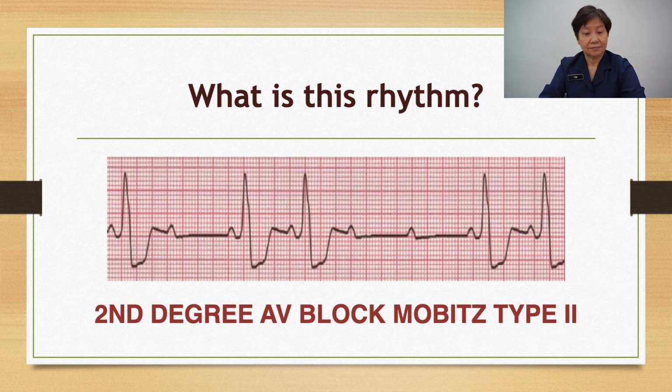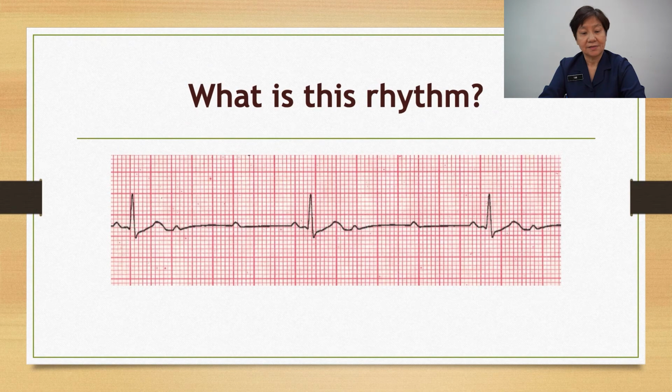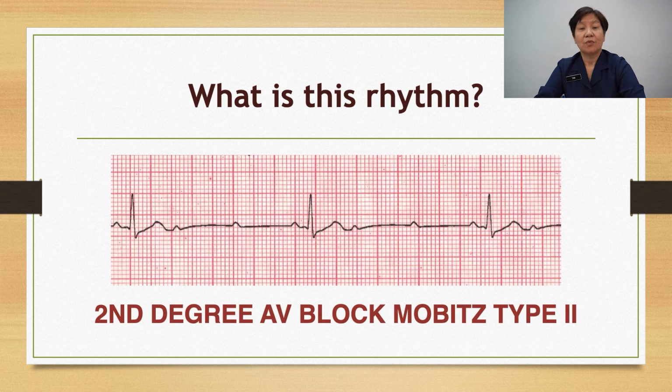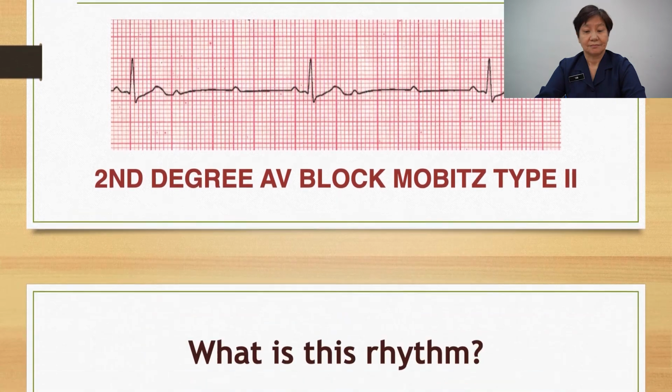So next, look at this. Can you see missed beats here? Yes, you have 1, 2 missed beats over here, and the PR interval is constant. So what is this? Of course, it is second degree AV block Mobitz type 2.